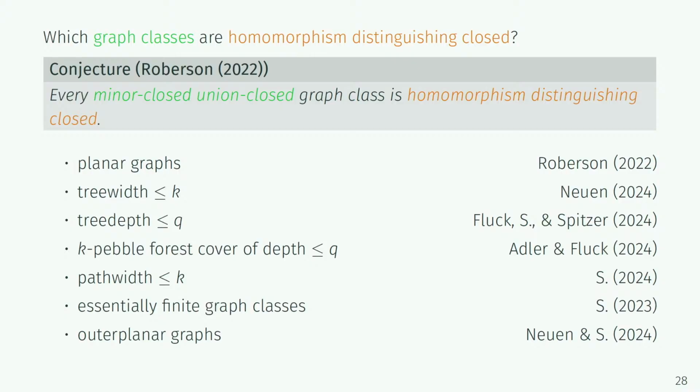Okay, so now how is that proven? And I'm going to sketch two proof techniques. So what do we have to do? This is for the example of tree width 2. Let's imagine that F is the class of graphs of tree width at most 2.